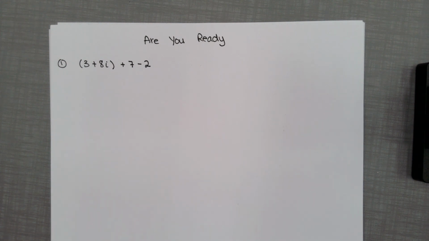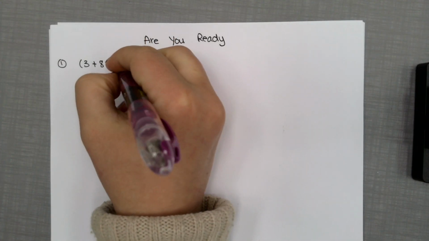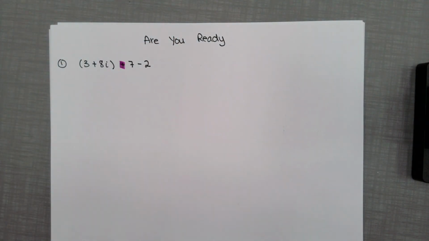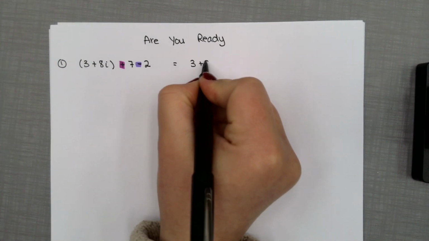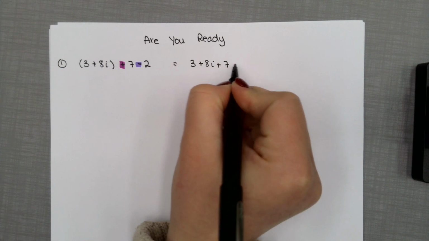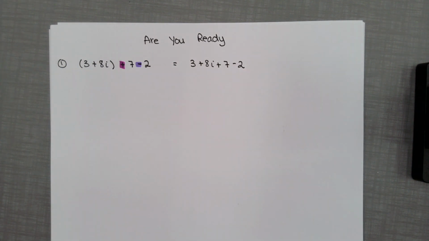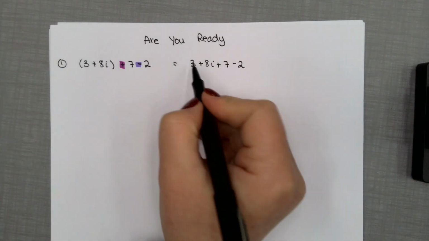Do not multiply when it's not asking you to multiply. This is asking for something that is addition. This is asking for something that is subtraction. If you have a minus in front of a binomial, then you have to distribute that minus. We don't have any of that. So this is just saying 3 plus 8i plus 7 minus 2. So we have to combine like terms.